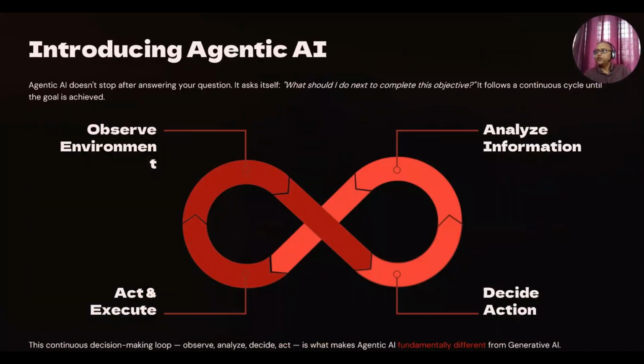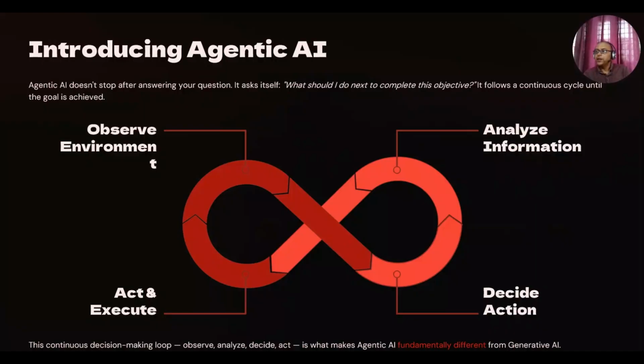Agentic AI is a different way of thinking about artificial intelligence. Instead of only generating responses, it focuses on achieving goals. An AI agent doesn't stop after answering your question. It asks itself, what should I do next to complete this objective? To achieve that objective, it continuously follows a cycle.